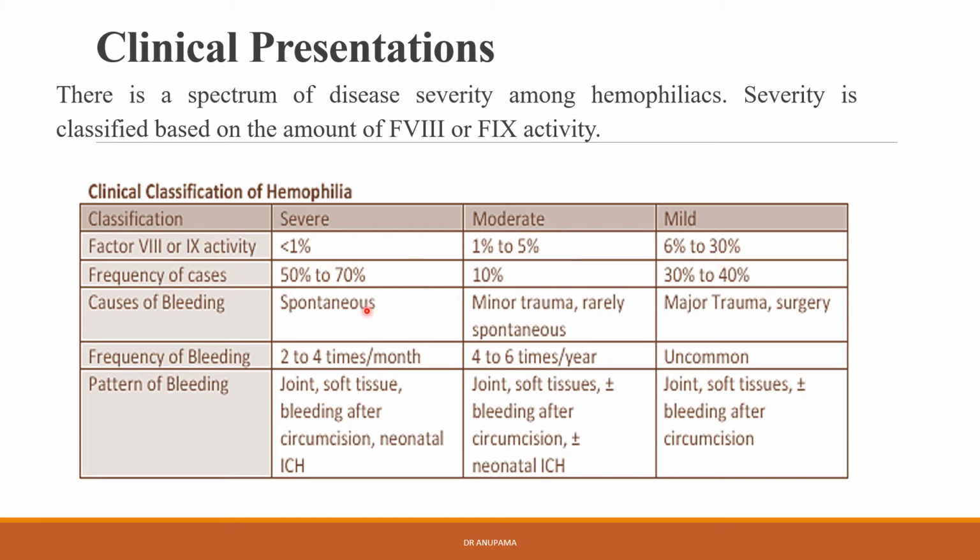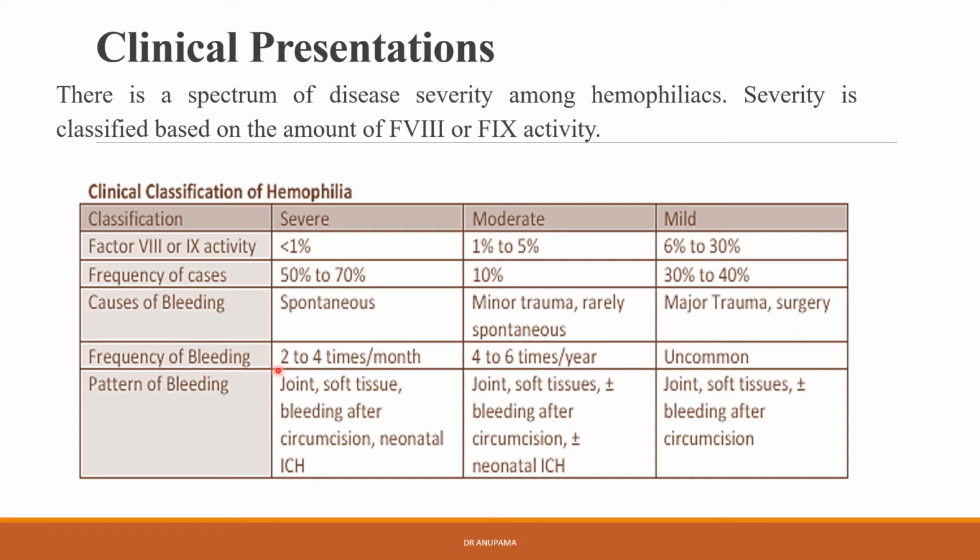Frequency of cases: severe cases are 50 to 70%, mild are 30 to 40%, and moderate is just 10%. Coming to the causes of bleeding, in severe it can be spontaneous, while in moderate it is minor trauma and rarely spontaneous, while in the case of mild it should be a major trauma that will cause bleeding, or during surgery it can cause bleeding.